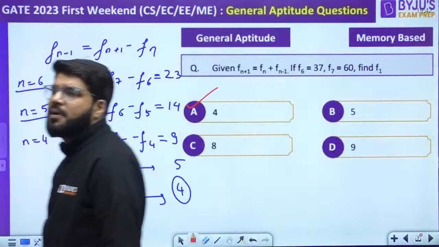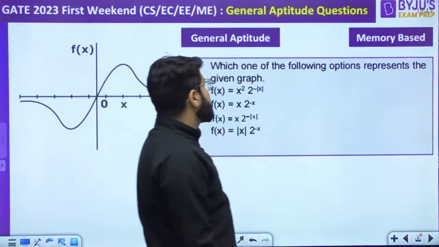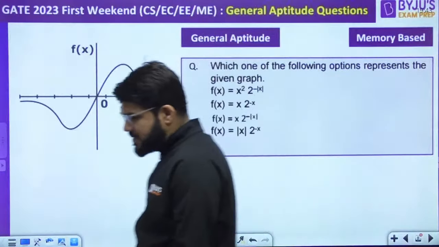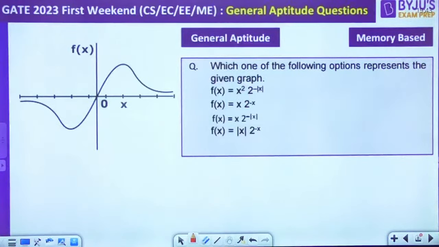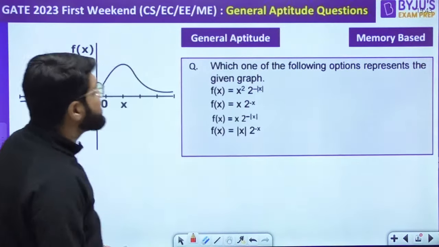Chalo. Badhiya. Let us move ahead to the next question. Which one of the following options represents the given graph? Okay, so graphical based questions.